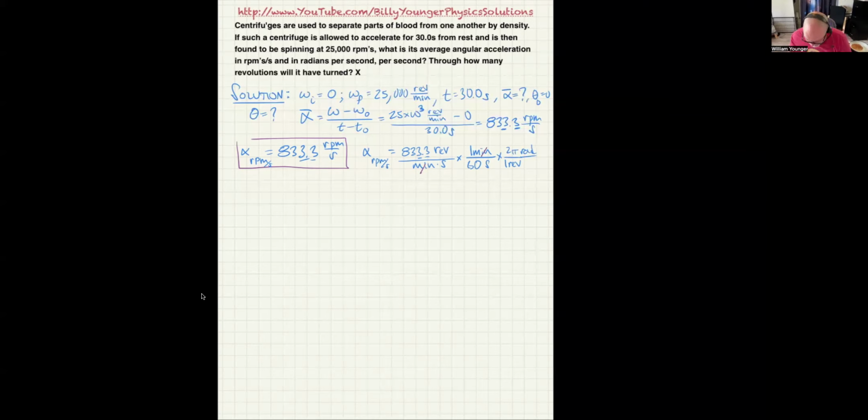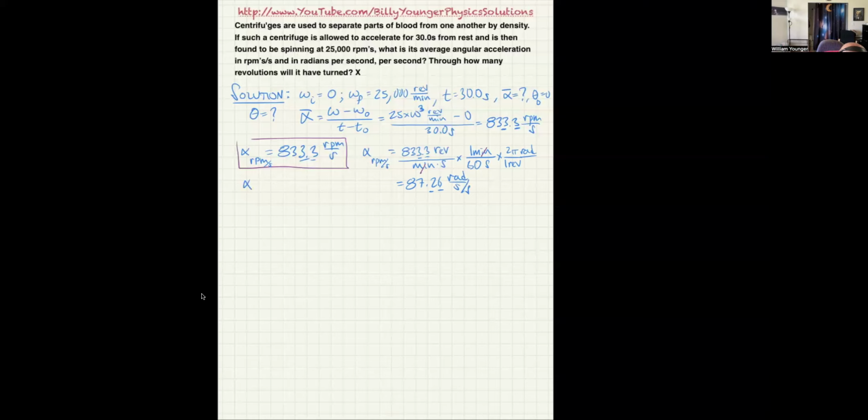All I have to do for that is take the 833.3 and divide it by 60. You can hit equals there if you wanted. And then you're going to multiply by 2 pi. So this would be 87.26. That's 2 extra sig figs. 87.26 radians per second every second.